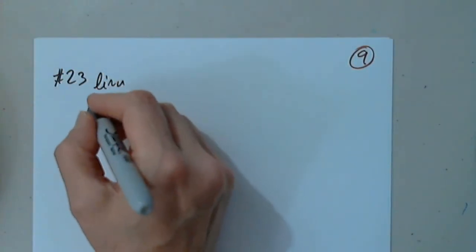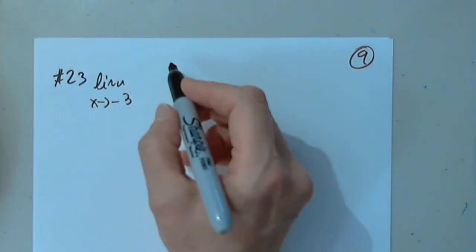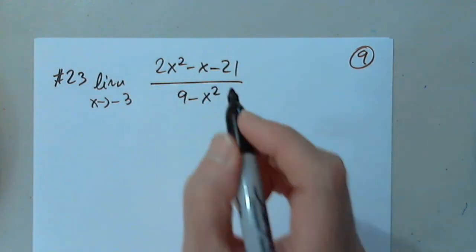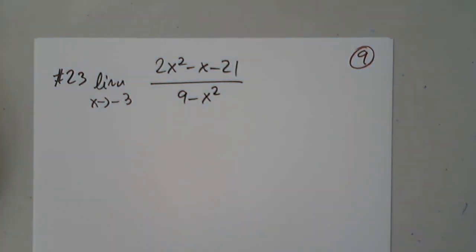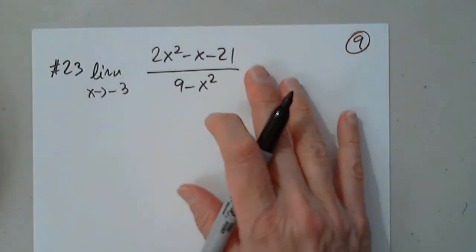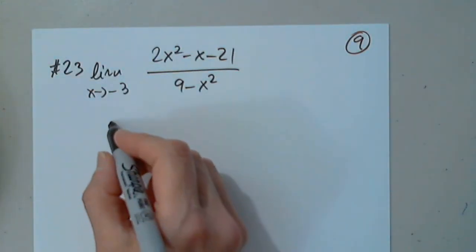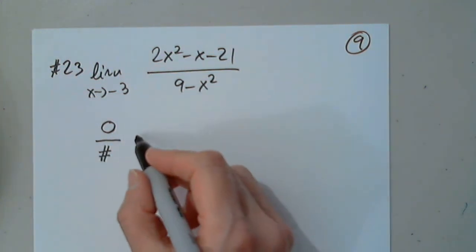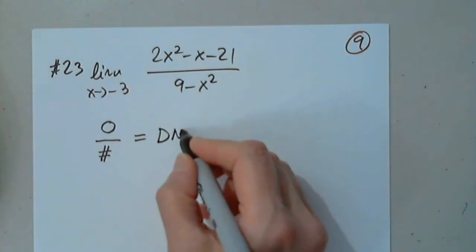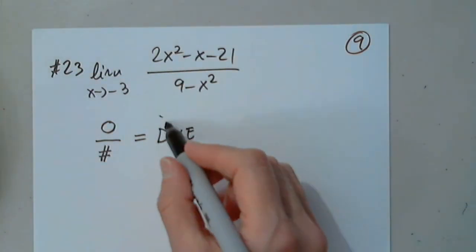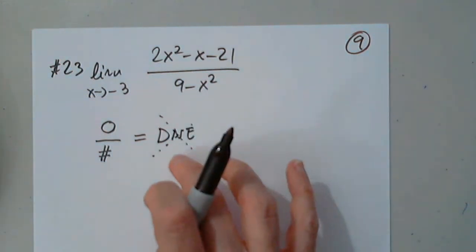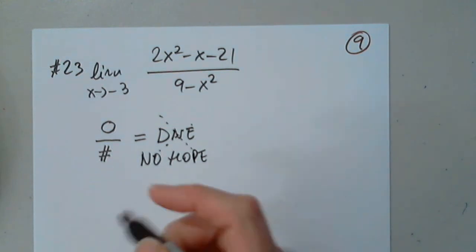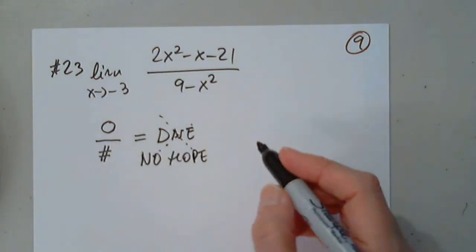So we have the limit as x approaches -3 of 2x squared minus x minus 21 over 9 minus x squared. Very good. Before we even look at this, 0 divided by a number is always 0. But sometimes we will not write 0. What does this mean? So there is no hope. No hope. And no hope for something like this.